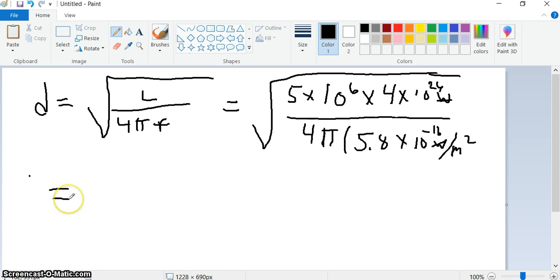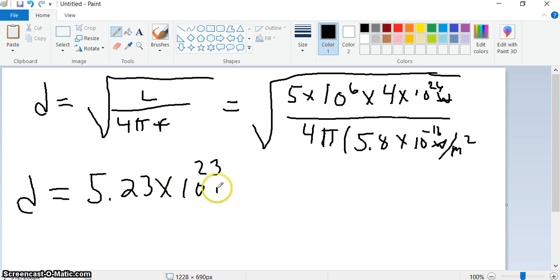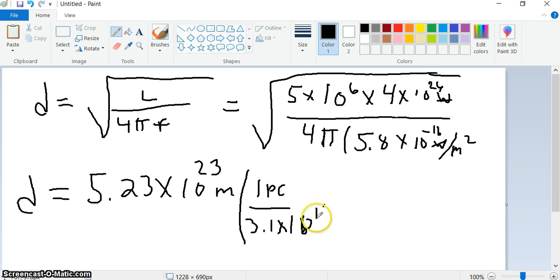And so the distance comes out to be 5.23 times 10 to the 23rd meters. All right, and of course we need to convert that to megaparsecs. All right, so we're just going to convert it to parsecs and then move the decimal place 6 places to the left. All right, so anyhow, here we go. We know that in 1 parsec, 1 PC, there are 3.1 times 10 to the 16th meters, right? And so, of course, the meters cancel, right? And that will give us an answer in parsecs.